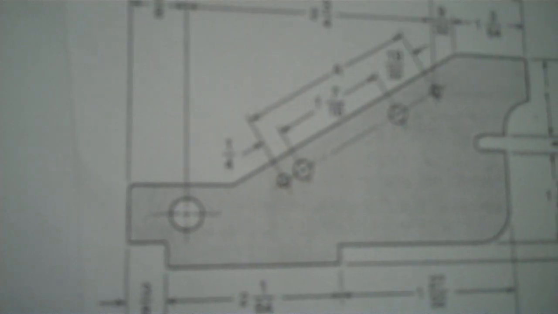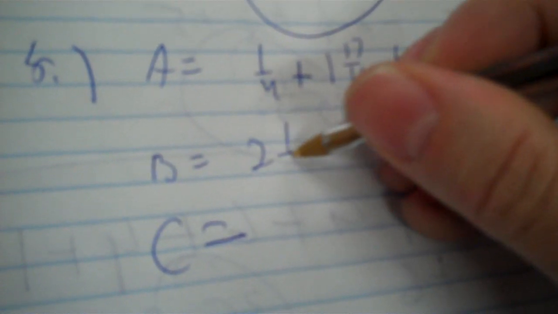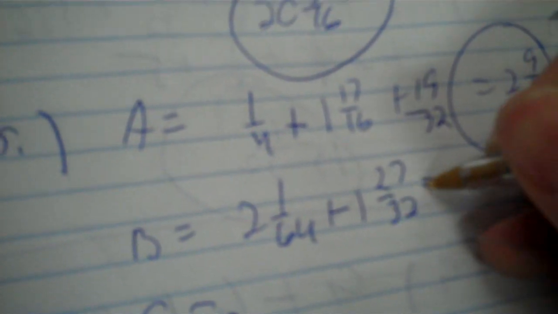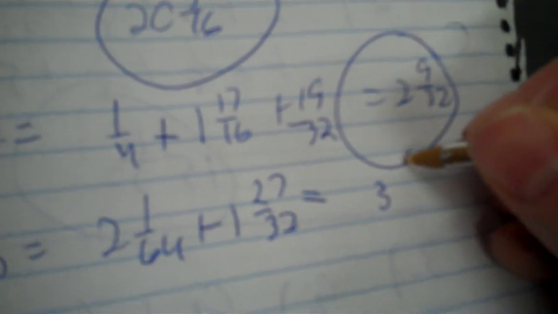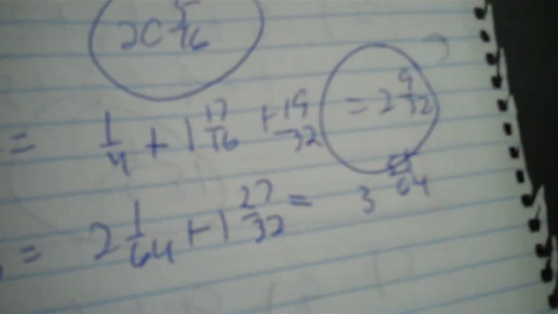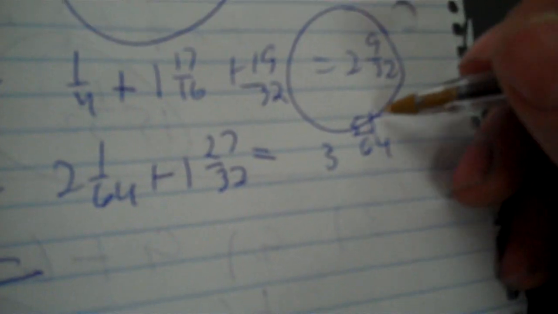Okay, B. And you see like 4, 16, 32, 64, because those are your measurements on a ruler, okay? That's why a metric ruler. B, the 2 inner parts, 2 1/64 plus 1 27/32. And that's 3 55/64. Common denominator would be 64, FYI.